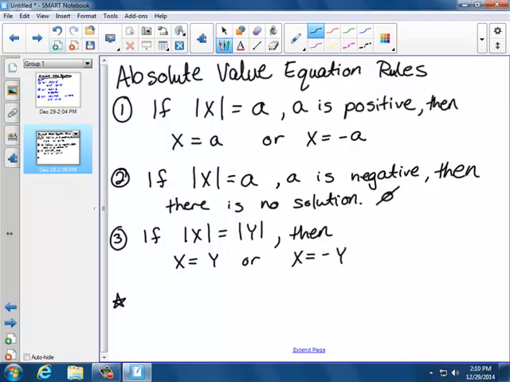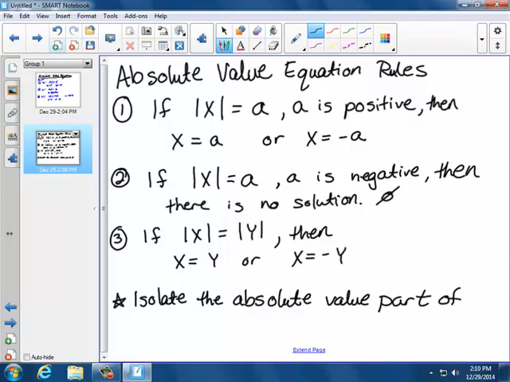The key with all of these is to isolate the absolute value part of the equation first. Isolate the absolute value part of the equation first. We're always going to have to do that.